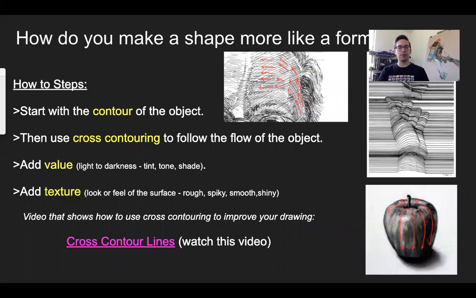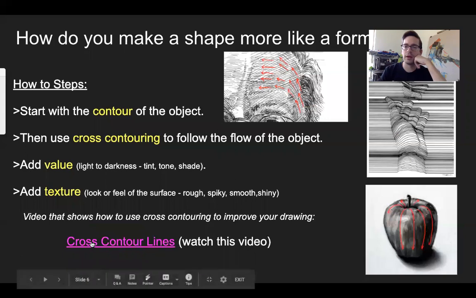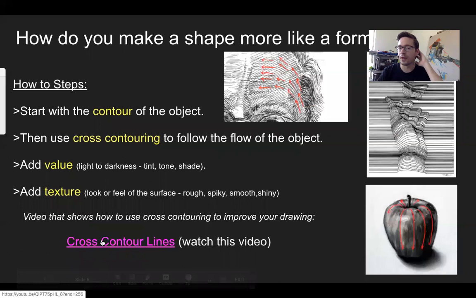So how do we create form? That could be by using contour lines, cross contouring or cross hatching, creating value, shading things to look light and dark, and creating tone and shade. Also, what is the object? Does it have texture? Is it smooth? Is it shiny? There's a video here that goes over cross contour lines and things like that, just to give you some examples if you want to click on it and look.